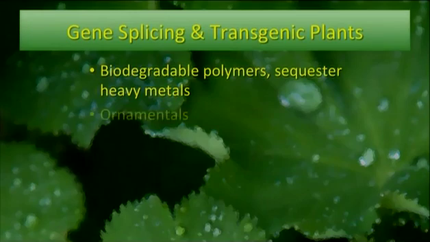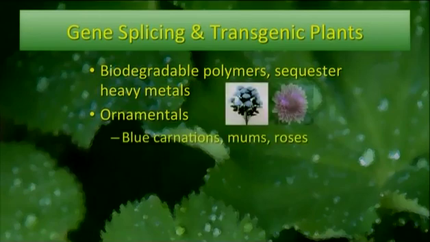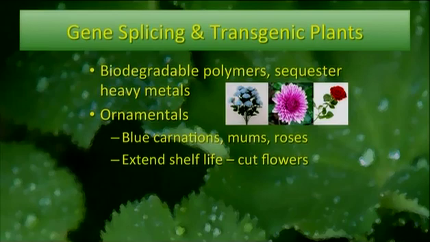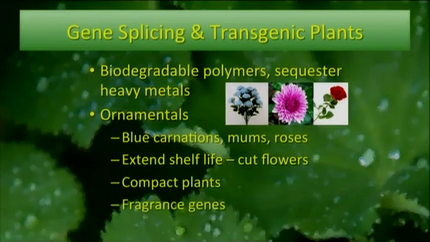We can also have ornamentals that result from gene splicing in transgenic plants or genetic manipulation, such as blue carnations, mums, and roses. You can extend the shelf life of cut flowers. You can have compact plants. Fragrance genes can be added to certain flowers to make them fragrant.